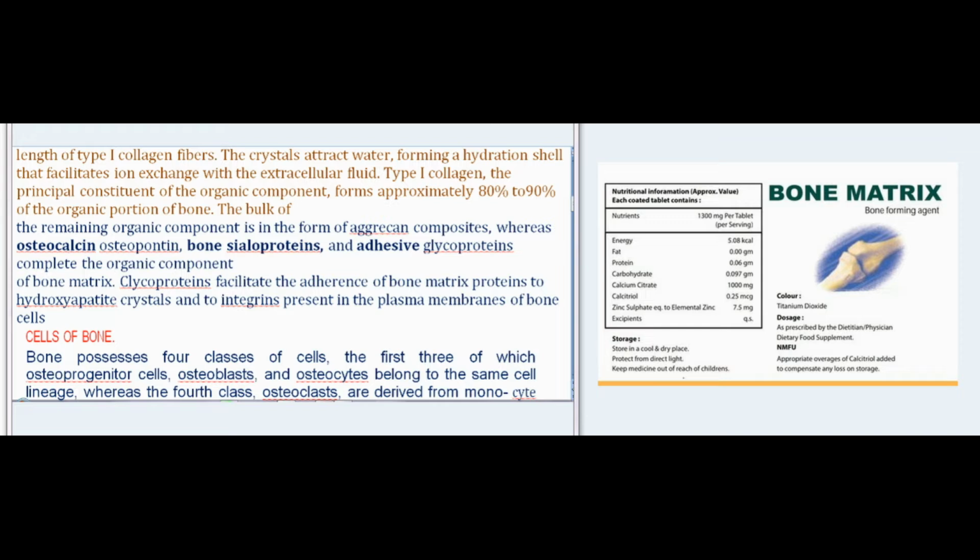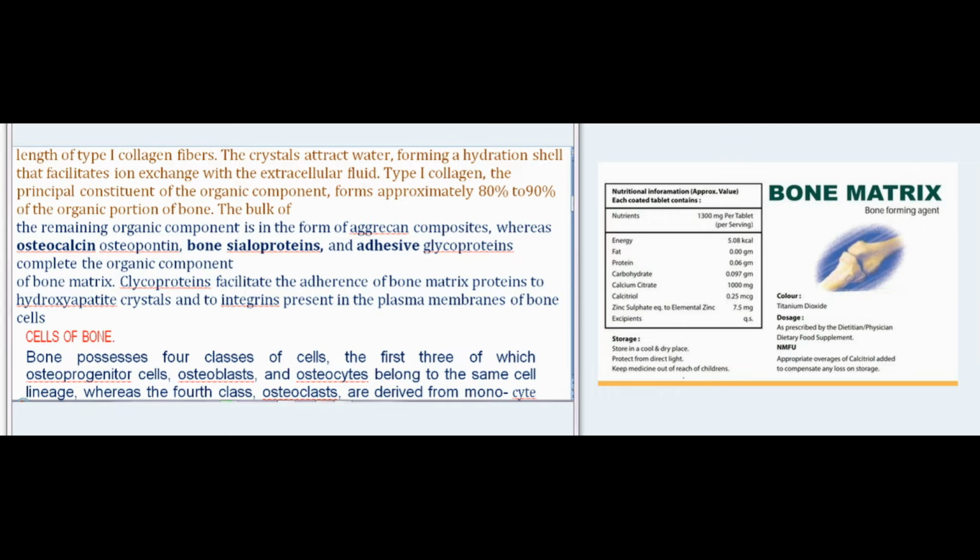Type I collagen, the principal constituent of the organic component, forms approximately 80% to 90% of the organic portion of bone. The bulk of the remaining organic component is in the form of aggrecan composites, whereas osteocalcin, osteopontin, bone sialoproteins, and adhesive glycoproteins complete the organic component of bone matrix. Glycoproteins facilitate the adherence of bone matrix proteins to hydroxyapatite crystals and to integrins present in the plasma membranes of bone cells.